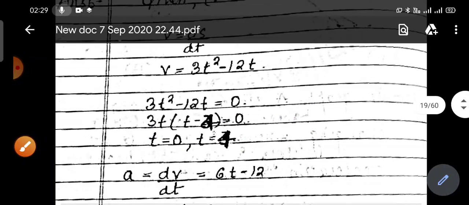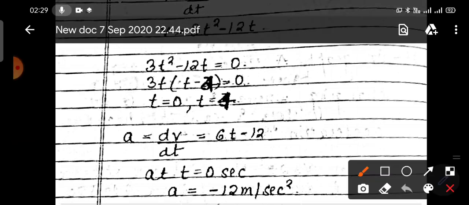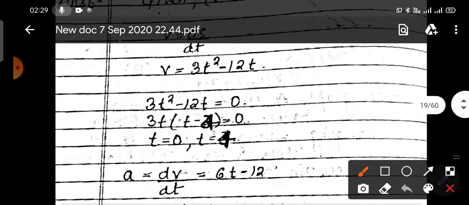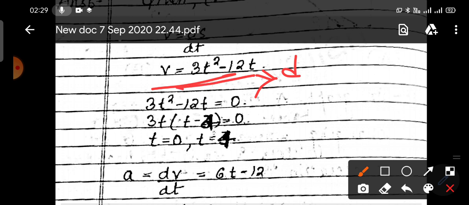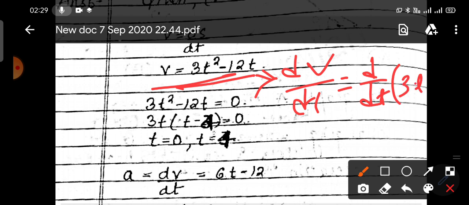Now since we have found the value of t, we have to find out the acceleration. So what is the equation of velocity? We just found the equation of velocity is 3t square minus 12t. Now to find out the acceleration, you have to again differentiate it. So acceleration is equals to dv by dt, correct? So differentiate this equation: dv by dt is equals to d/dt of 3t square minus 12t, correct?